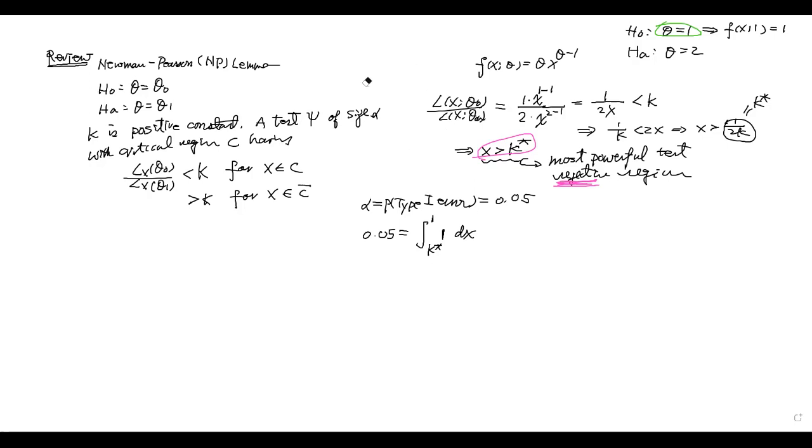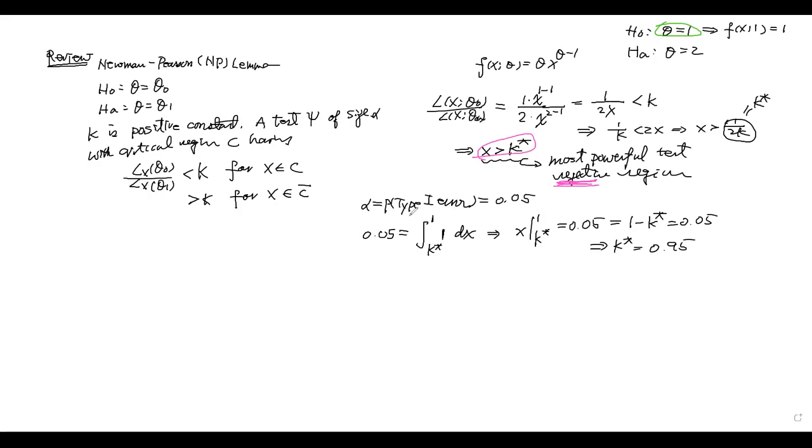Okay, so now the integration will just be x, evaluated from k star to 1. So 1 minus k star is equal to 0.05. So that's how I know k star is equal to 0.95. Okay, so now that's how I find the rejection region here.